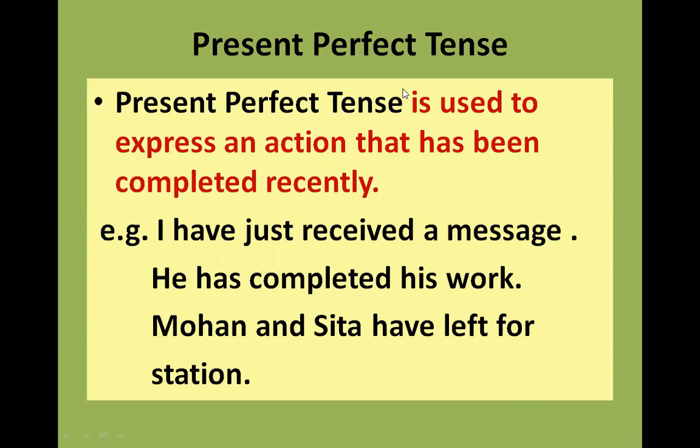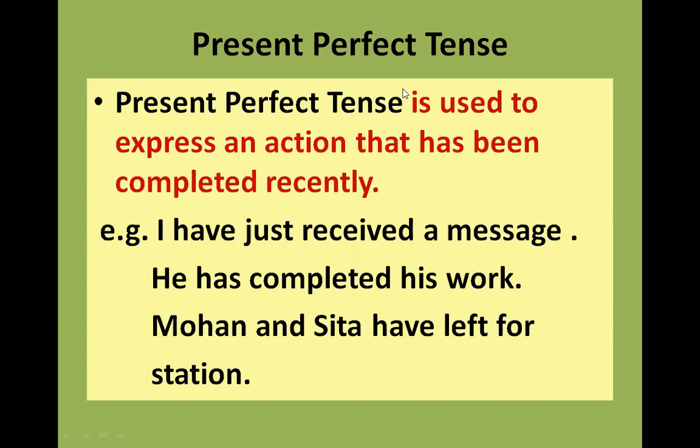Then verbs of appearing. It appears to me, it seems to me, it looks. So appear, seem, look, etc. Verbs of perception, basically, which is related to verbs of senses like see, hear, smell, notice, recognize, etc. Then verbs of possession: own, possess, belong. So these words are basically used in simple present tense.